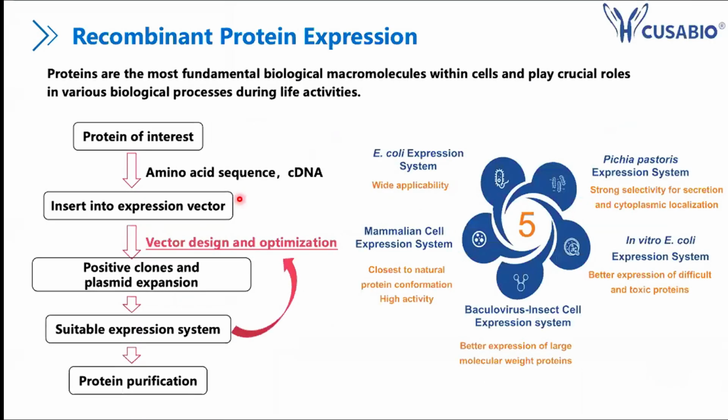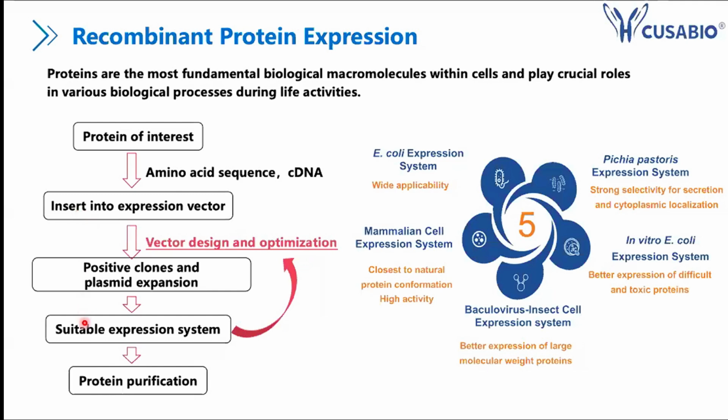So we all know that proteins are fundamental biological macromolecules within the cells, and definitely they have important roles in the biological processes during life activities. Basically, the process is: you need to identify the genes encoding the target protein, and then you know the amino acid sequence for the protein, then we can generate the cDNA from the mRNAs. Later, we will insert the gene into the proper expression vectors.